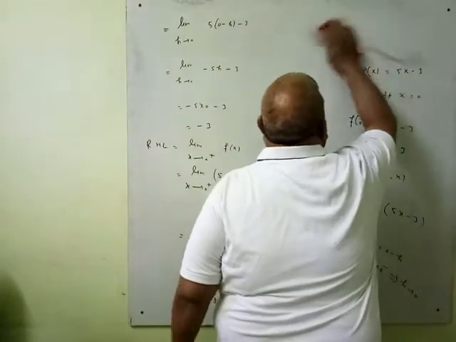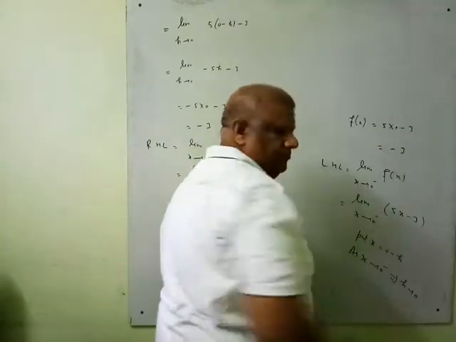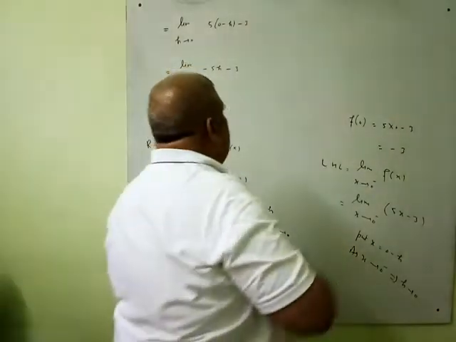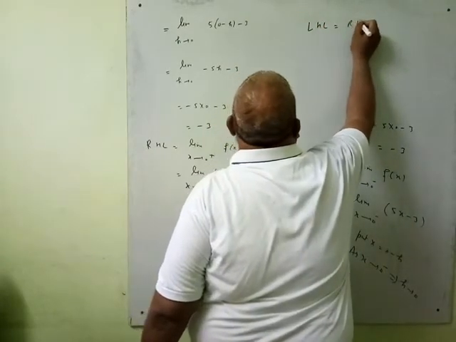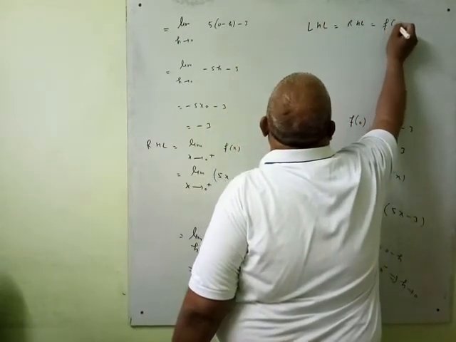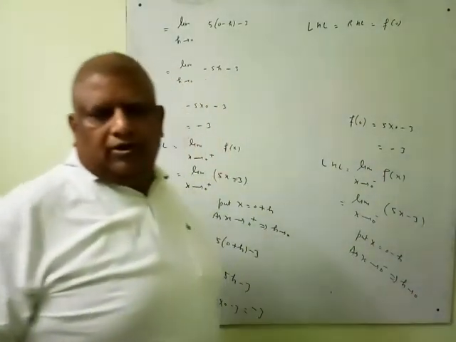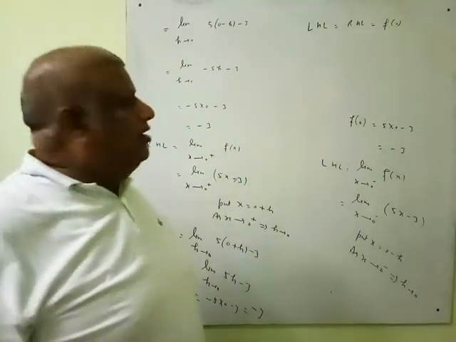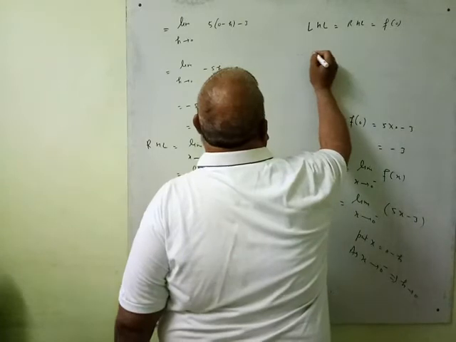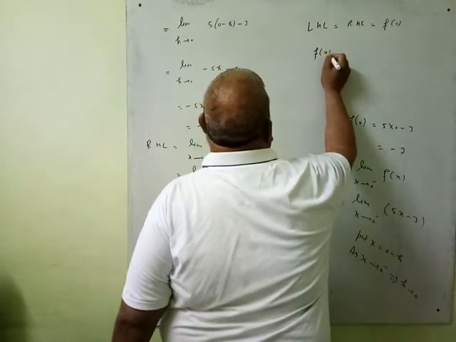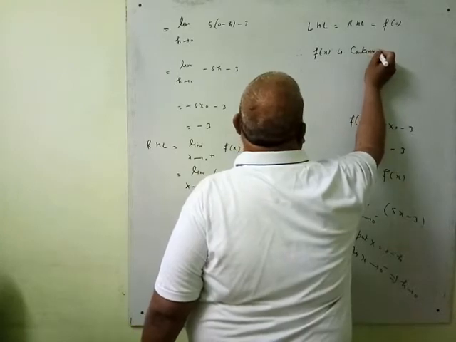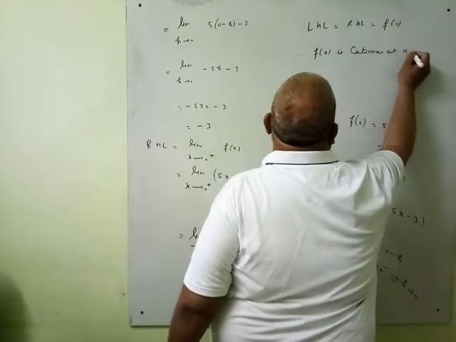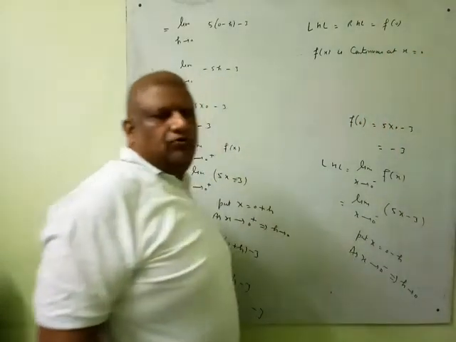You can write down left hand limit is equal to right hand limit is equal to f(0). If these three are equal, therefore f(x) is continuous at x equal to 0.